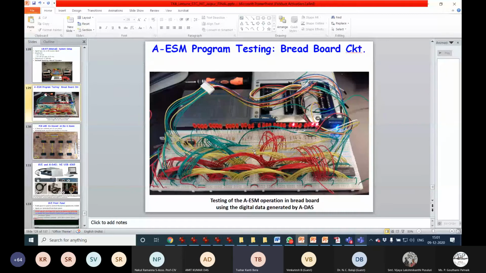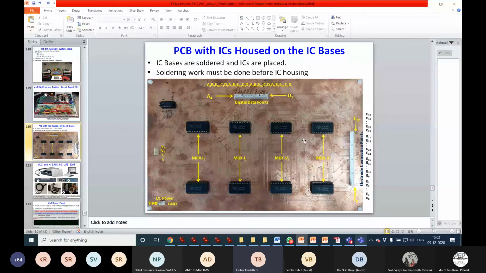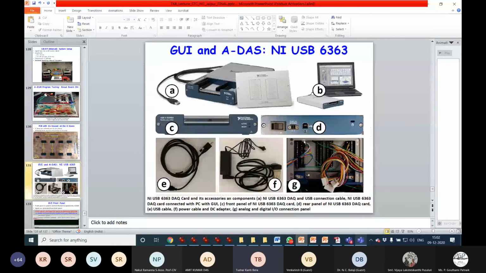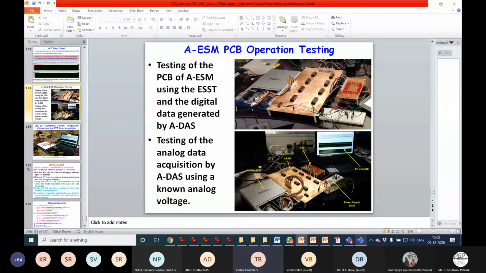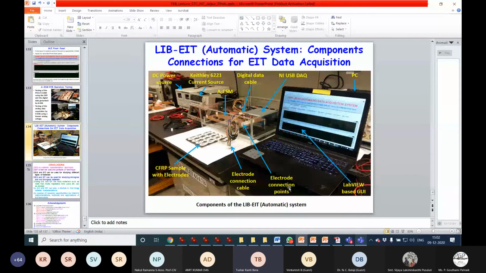After that we went for a 32-electrode system with automatic electrode switching, where you can develop a multiplexer board for switching the electrodes. These are the instruments used from National Instruments, and the computational program was studied for how the data is collected. We pasted ECG electrodes on the surface of the periphery and collected the data from the CFRP sample.